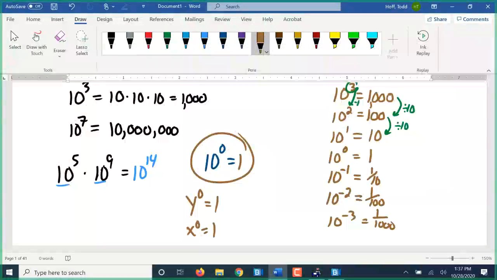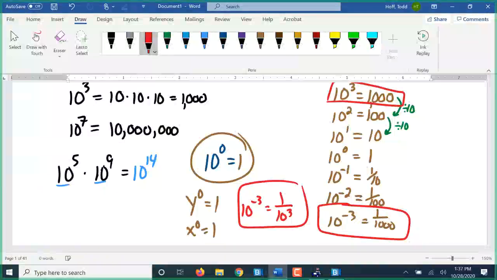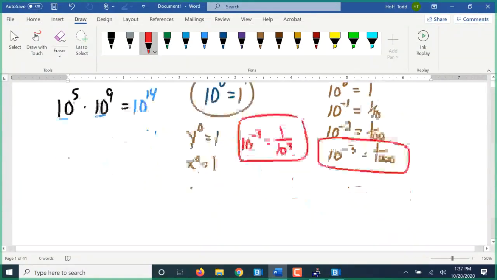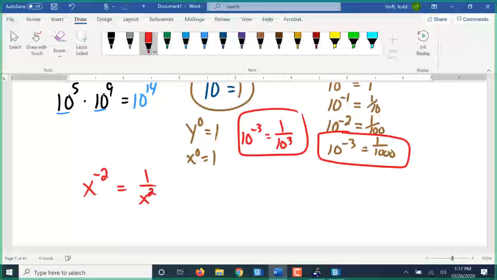And we see a pattern developing here between our positive and our negative powers. 10 to the negative 3 is just the reciprocal of 10 to the power of positive 3. 10 to the negative 3 is just 1 over 10 to the third. And that'll always be true. A negative power is just a reciprocal. X to the power of negative 2 really is just 1 over x to the power of 2, x squared.